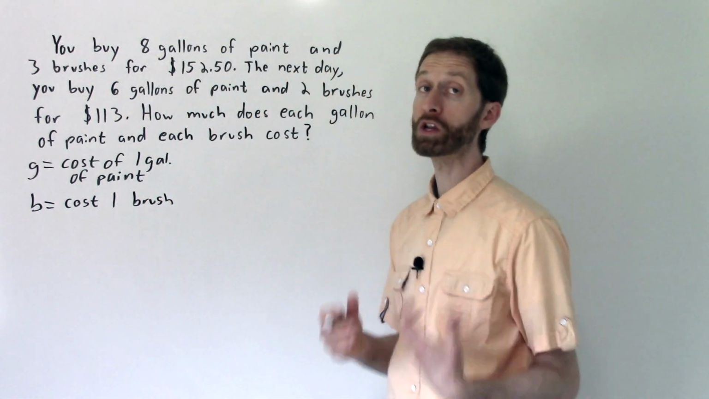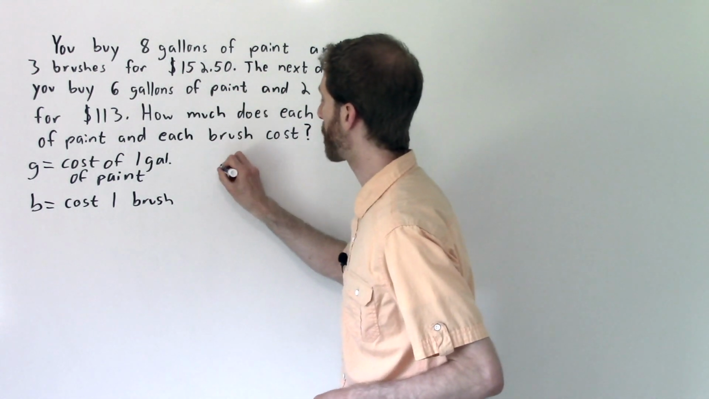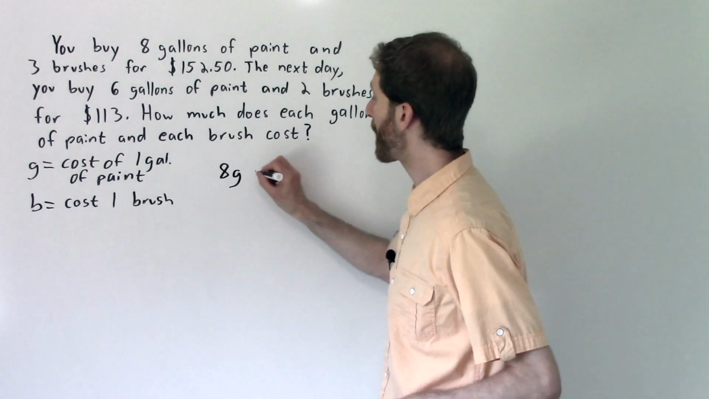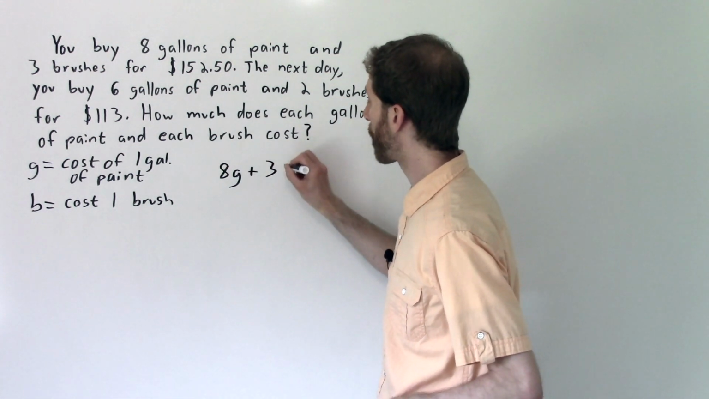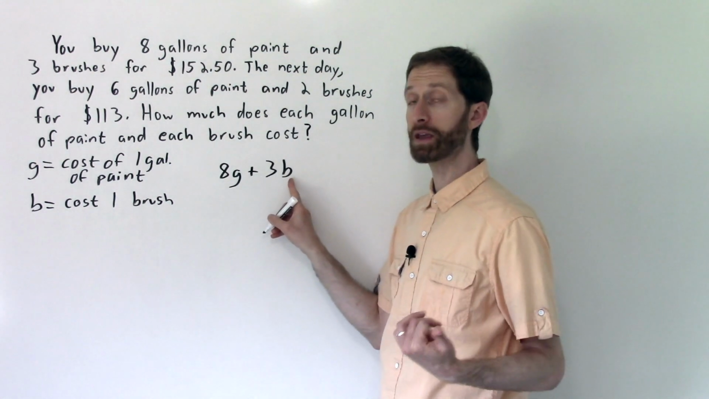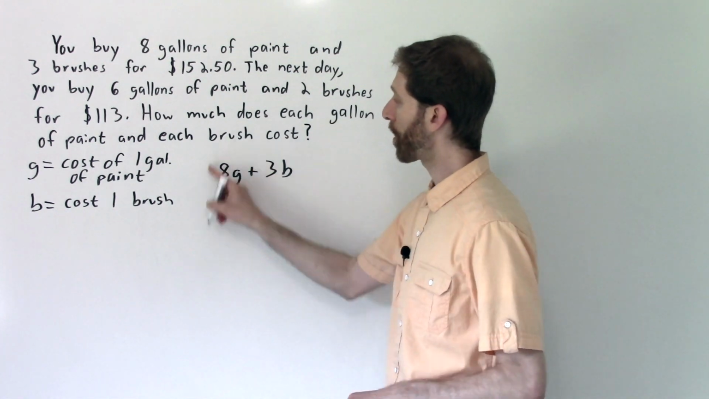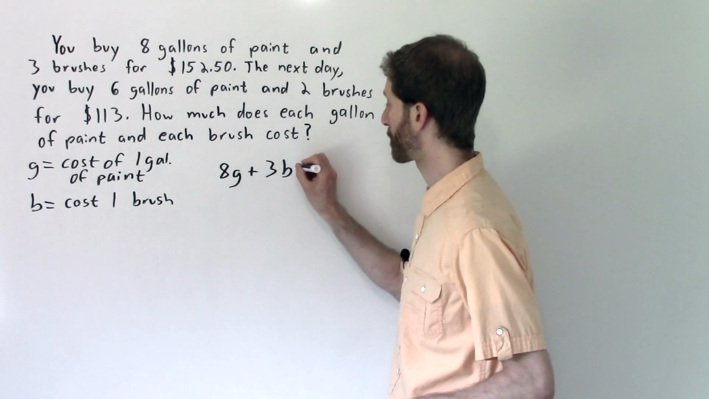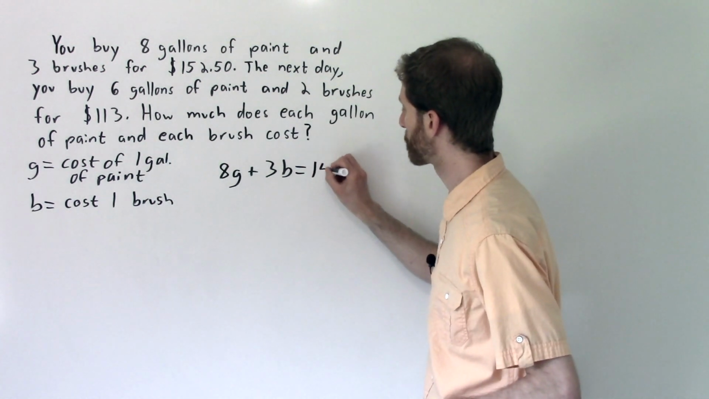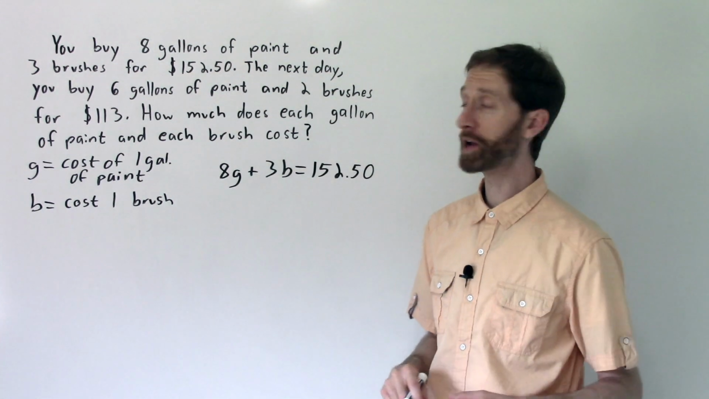We actually have an equation that comes out of that first sentence. You buy 8 gallons of paint, so that would be 8 times the cost of 1 gallon would be 8G. You add that to 3 brushes, which would be 3B. Because you're saying the cost of 1 brush is B, if I triple that, that will give me the cost of 3 brushes. And if I add up the cost of the paint, the 8 gallons, plus the cost of the 3 brushes, I'll get my total of $152.50. Nice. So there's our first equation.